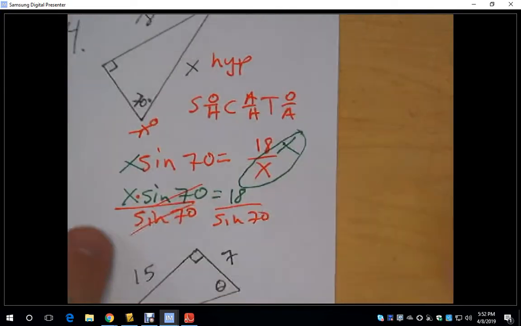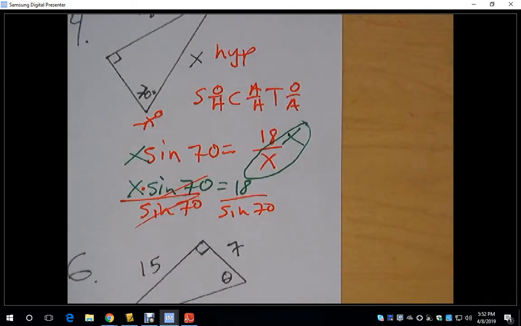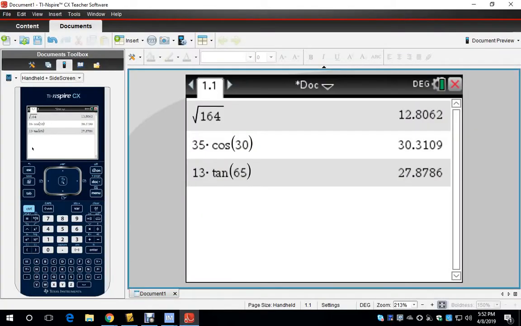I'm going to throw this into my calculator. 18 divided by sine of 70. And that's going to give me 19.2. So x, in this case, equals 19.2 units, whatever that particular length is.